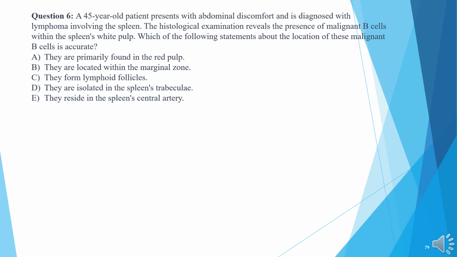The histological examination reveals the presence of malignant B cells within the spleen's white pulp. Which of the following statements about the location of these malignant B cells is accurate? A.